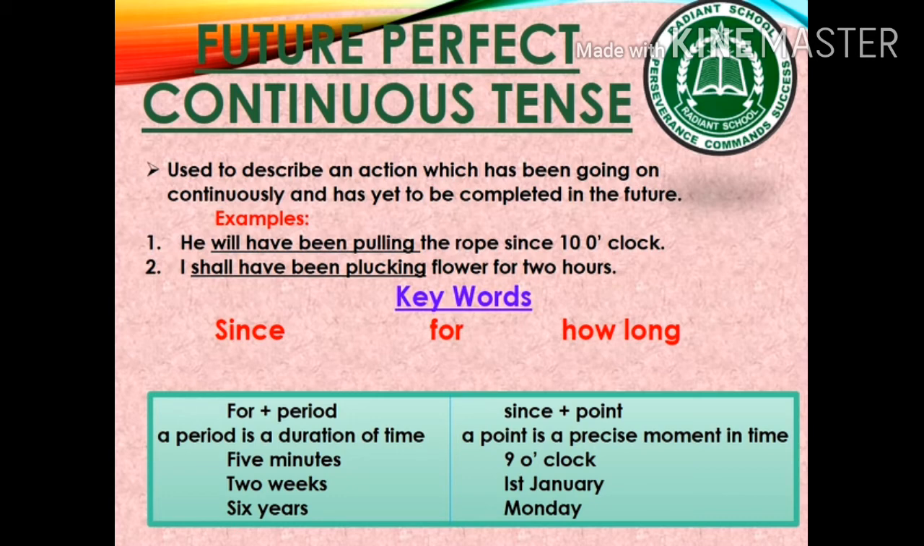The keywords for future perfect continuous tense are since, for, and how long. For is used with a period of time. A period is a duration of time: 5 minutes, 2 weeks, 6 years, etc. And since is used with a point. A point is a precise moment in time, like 9 o'clock, 1st January, Monday, etc.